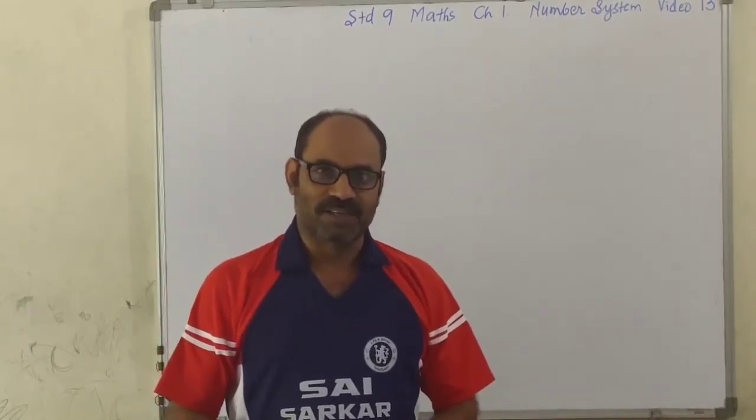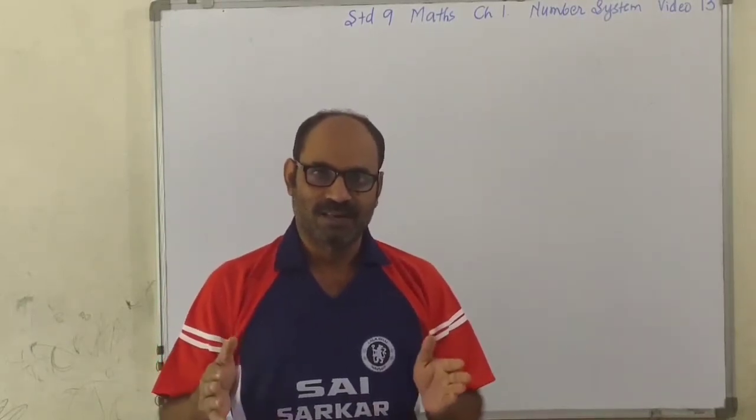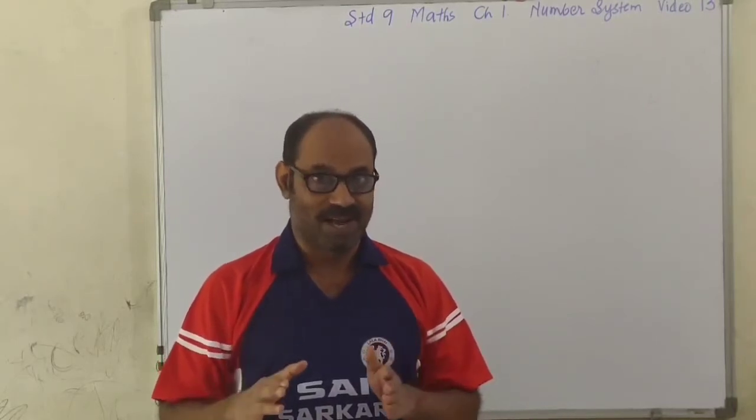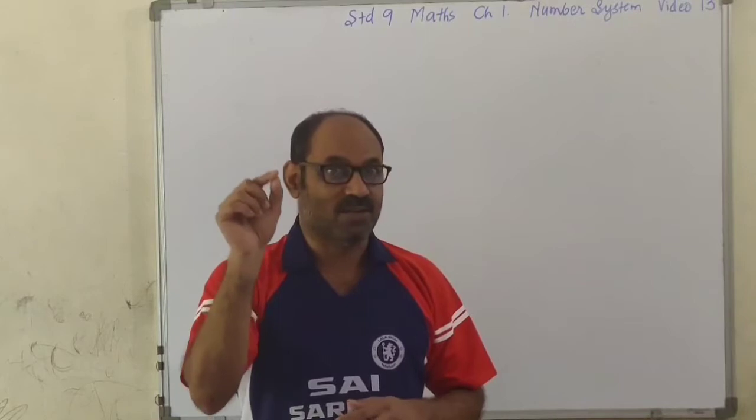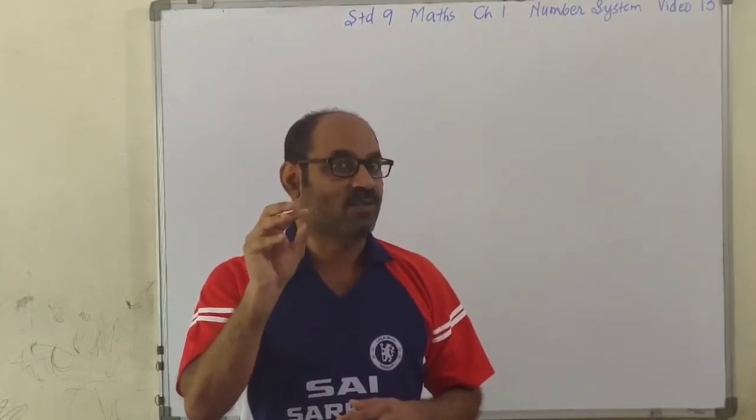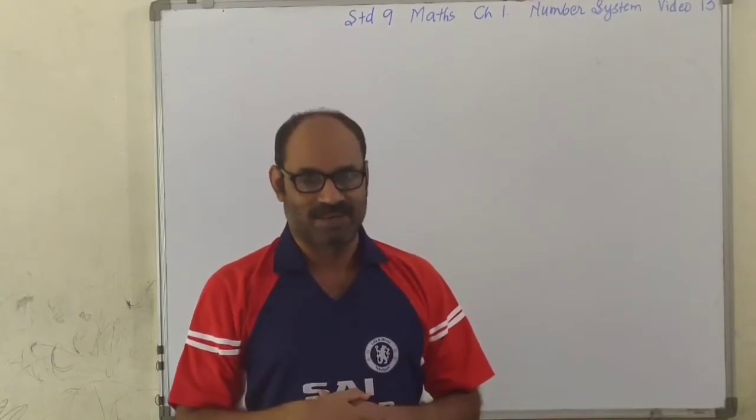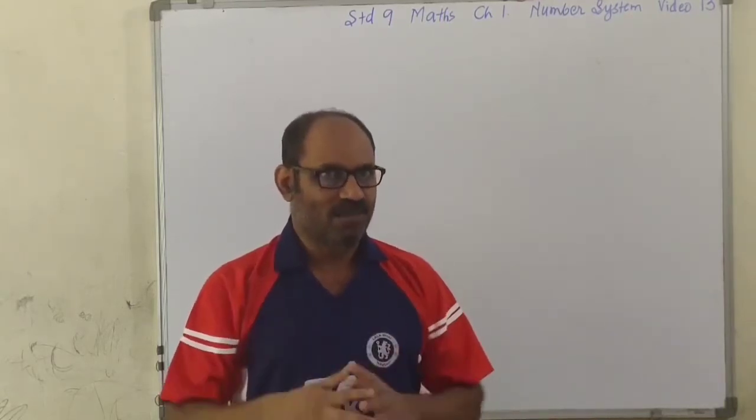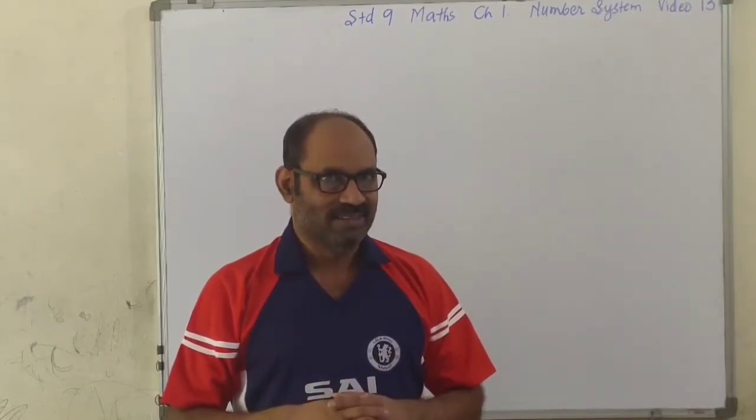What did we learn in the previous session? We learned how to represent an irrational number on the number line. But that irrational number is the square root of some non-perfect square decimal number. Is that clear? Okay, fine. Hope that was easier.